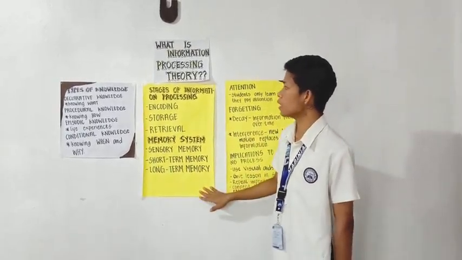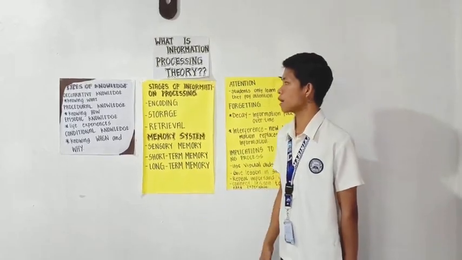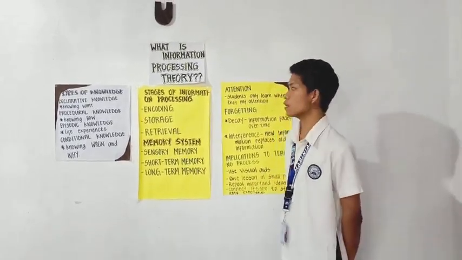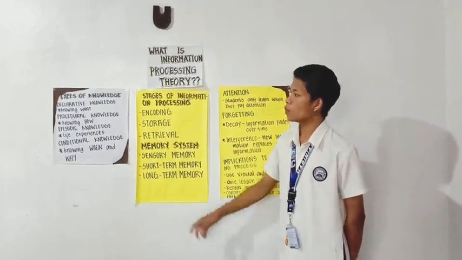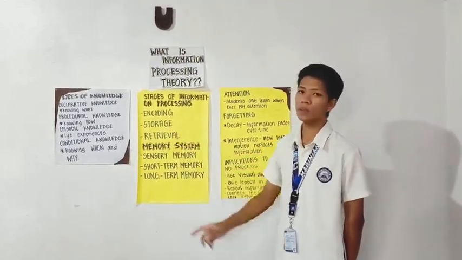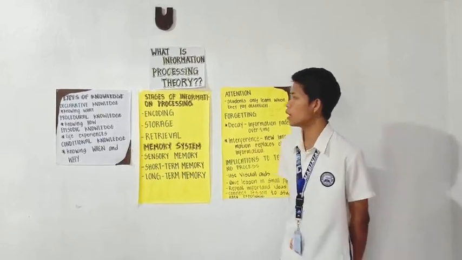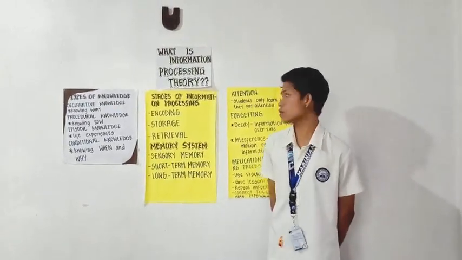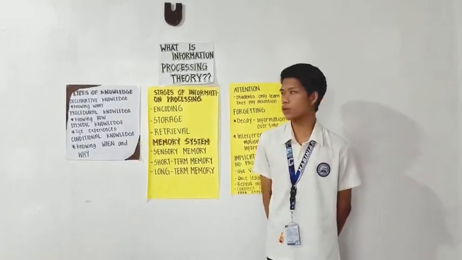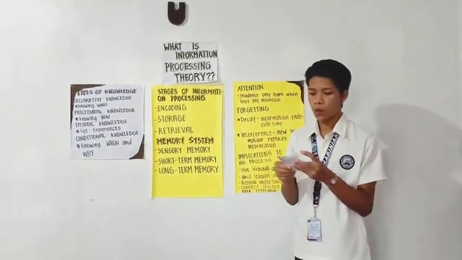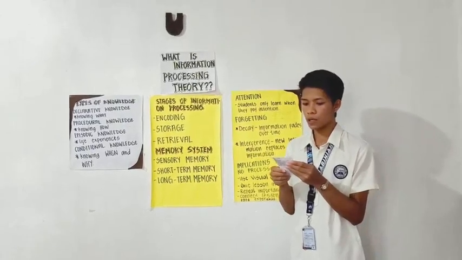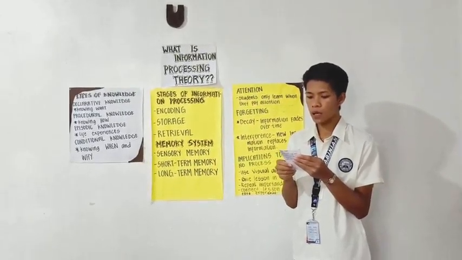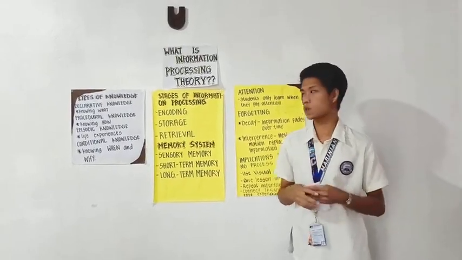Let's now proceed to the stages of information processing. So we have 3 stages of information processing: encoding, storage, and retrieval. Encoding happens when information is noticed and understood. For example, when a teacher uses pictures, stories, or examples, the student can understand the lessons better.